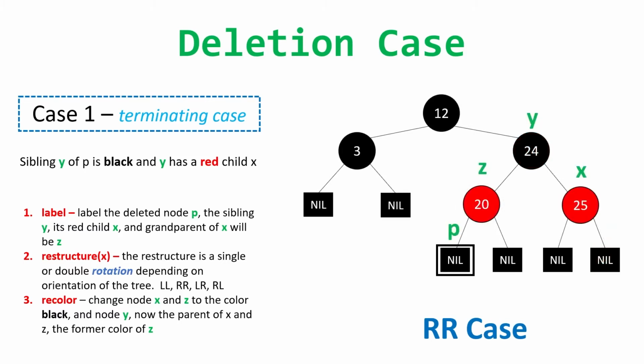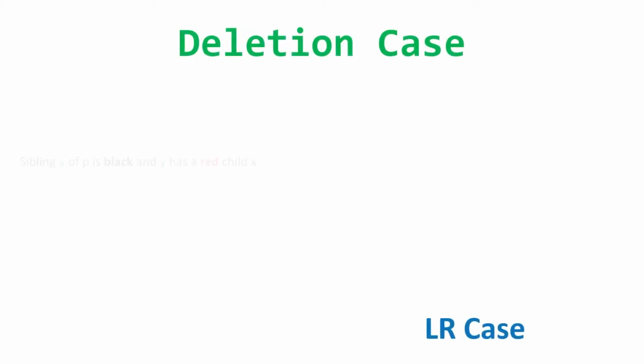We change node X and Z to the color black, and then node Y, now the parent of X and Z, gets the former color of Z. Okay, so Z was red, so now Y becomes red. And we can get rid of the double black node that was P. Okay, so P was a promoted node. We had to temporarily make that a double black node. And we're done, because now the black depth property is balanced again. Let's move on to the next subcase.